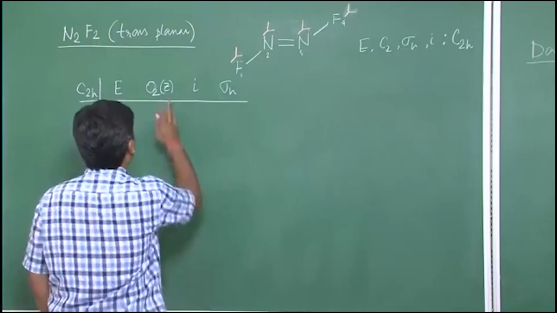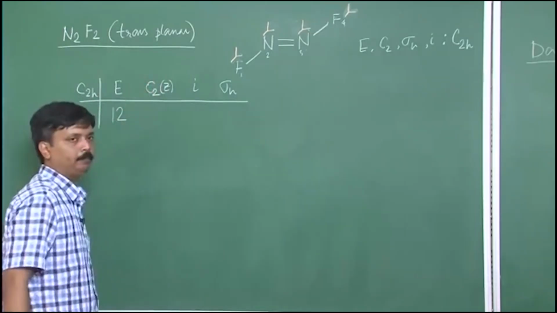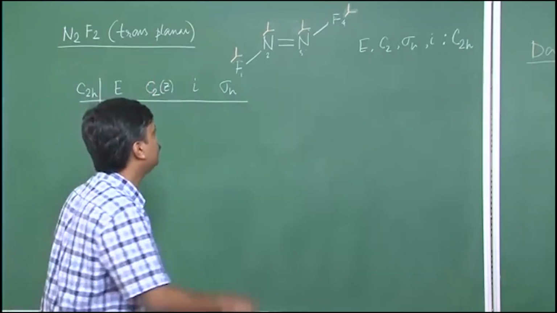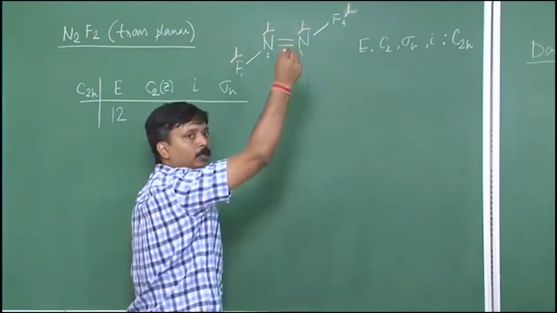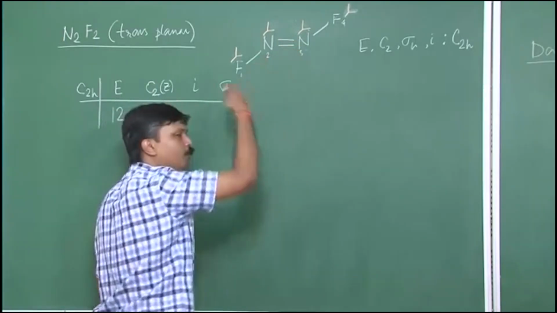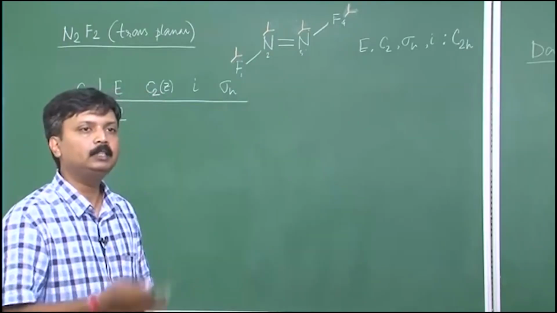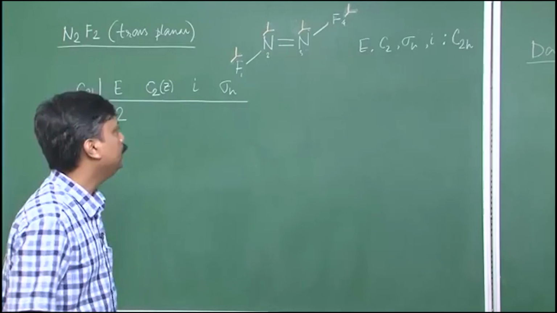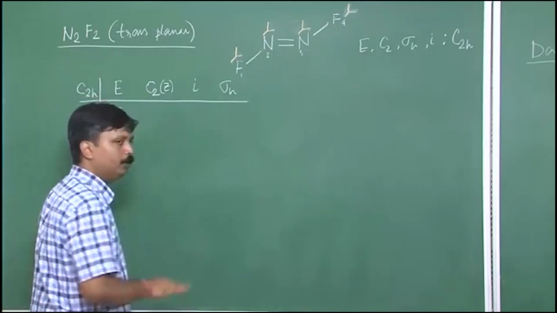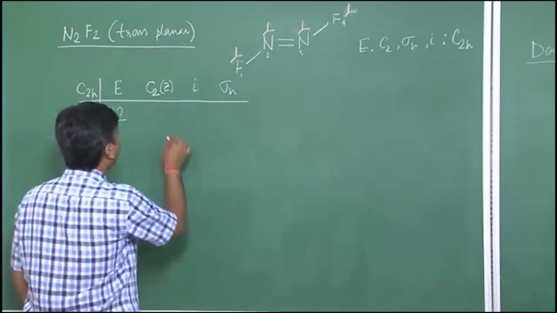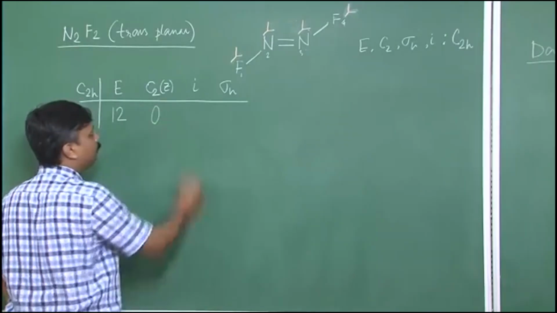Now what will be the fate of C2Z? C2Z, which is right here, toward you, will shift all the atoms. Shifting all the atoms from their place means the basis functions also will change their place. Thereby they will not be able to contribute anything to the diagonal, and ultimately you get a character 0.